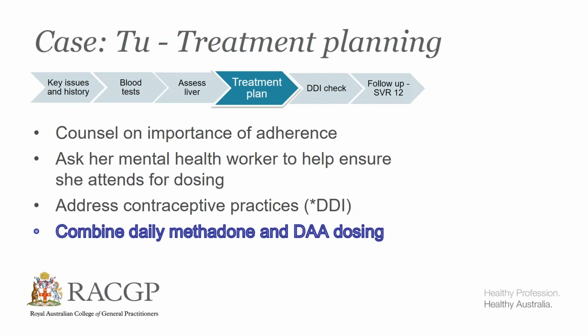So treatment planning for patient two, we would need to counsel her that as far as we know, 100% adherence is going to give her the best chance of a cure. And she wants a cure. She's excited about the prospect, it sounds like. We'd enlist the support of the mental health worker. Now, we'd have to address contraceptive practices.